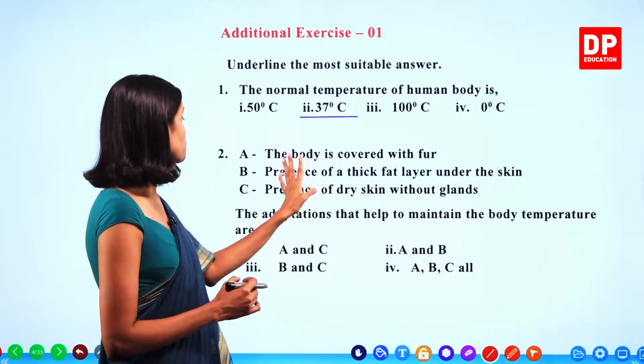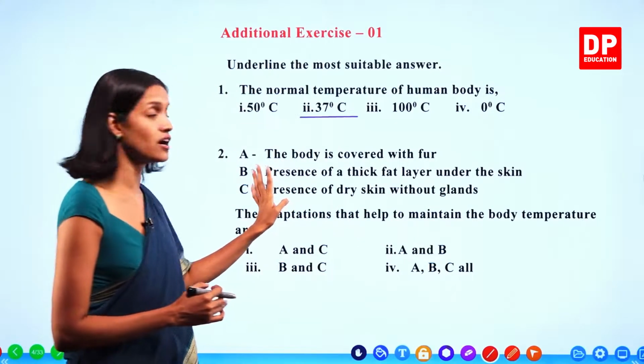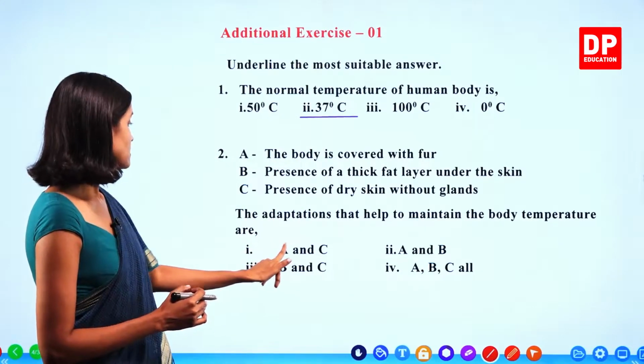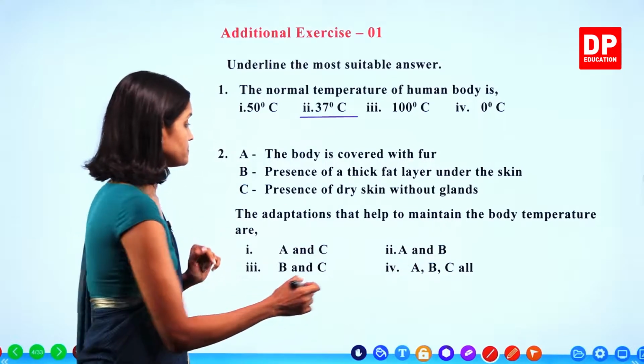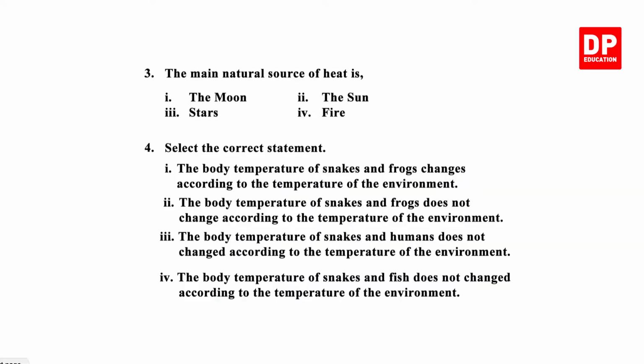Therefore, the adaptations that help to maintain the body temperature are, what is the answer? A and B. This is the answer. A and B. Right. Next one. The main natural source of heat is. Now, earlier also we answered this question. What is the main natural source of heat? That is the sun.